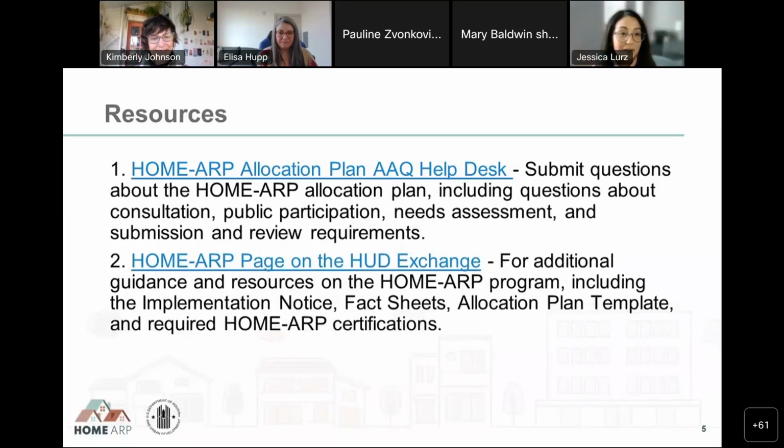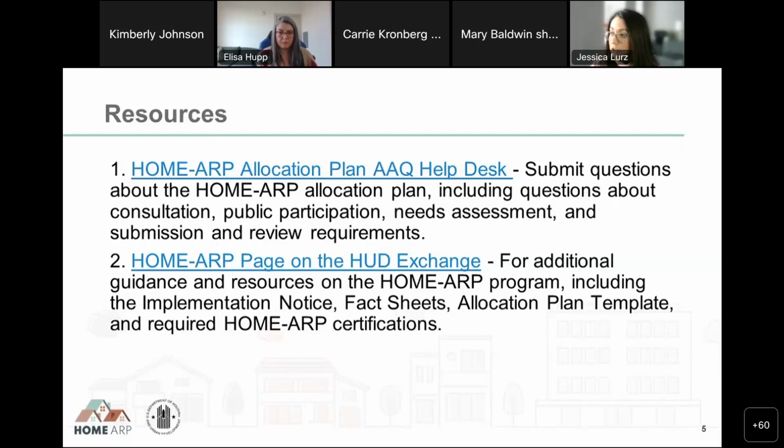And so we just want to highlight a couple of resources that are available to you as you're going through your allocation plan. We do have an AAQ help desk, which is available where you can ask questions related to the allocation plan. And I'm going to put that in the chat for you so you have that available if you have any questions. And then also if you have any questions that are not related to the allocation plan, but more about implementation or any other kinds of questions that are HOME-ARP related, you can also reach out to the HUD team, and I will put their email in here as well.